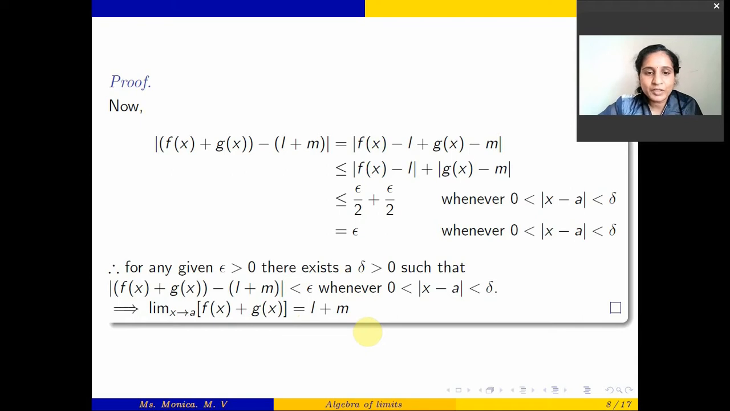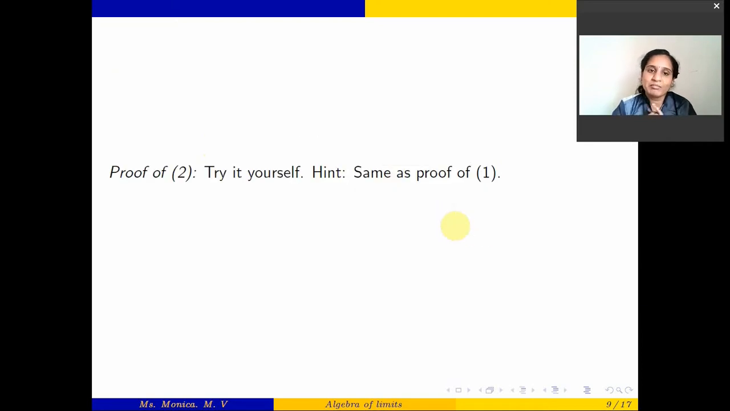So what about the proof of the second part? Second part, what do I have? f of x minus g of x, and here it is L minus m. So what will you do? The first part is the same. Instead of f of x plus g of x, I want f of x minus g of x and L minus m, and you see what happens with the definition. So proof of the second part, I'll leave it to you. You'll have to try it yourself, and I have given the hint also. It is the same as the proof of 1. Try it.